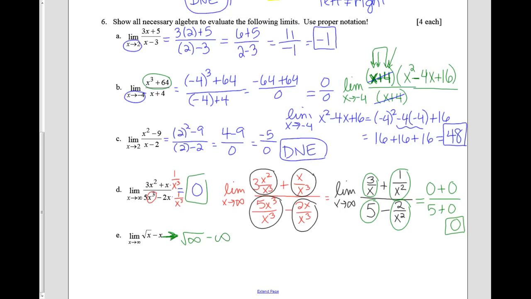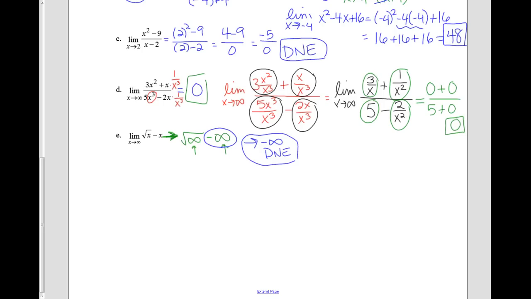I'm going to have the square root of infinity minus infinity. Well, this is an indeterminate form, infinity minus infinity. Do the infinities cancel each other out and go to 0? Or is one of the infinities more powerful than the other infinity? Well, this infinity has a smaller exponent, so it's not as strong as the infinity over here. So I can tell by looking at it that this guy is going to win out. And my answer should be that I approach negative infinity, which does not exist.